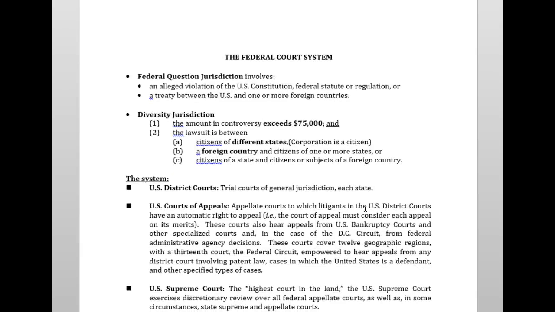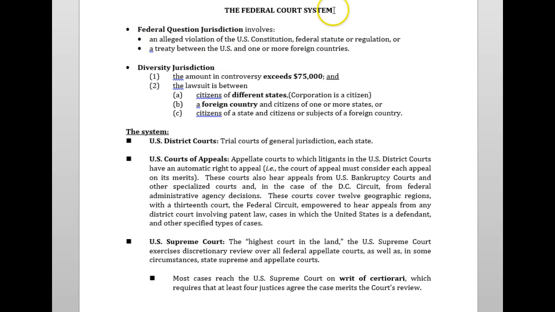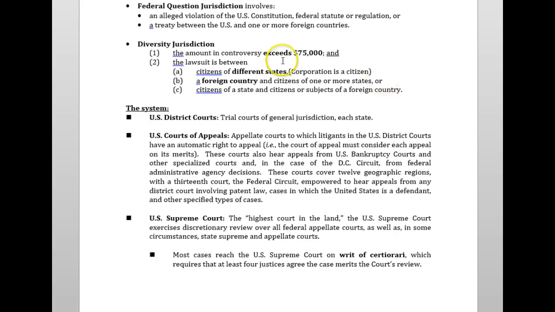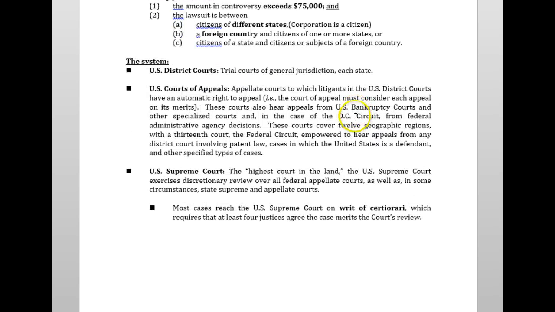And now you get to your federal system. And again, let's bring up the jurisdiction. These are going to be violations of the Constitution, federal statute or regulation, or a treaty of some sort between countries. The amount has to be over 75,000. We've got to be between different states or dealing with a foreign country. And this system's set up with U.S. district courts, and these are, again, trials of general jurisdiction in each state. You'll have the U.S. Court of Appeals, and that's an automatic right to appeal.